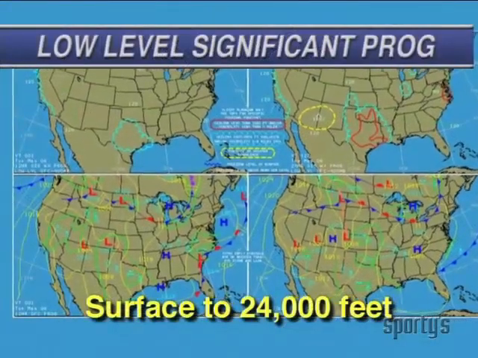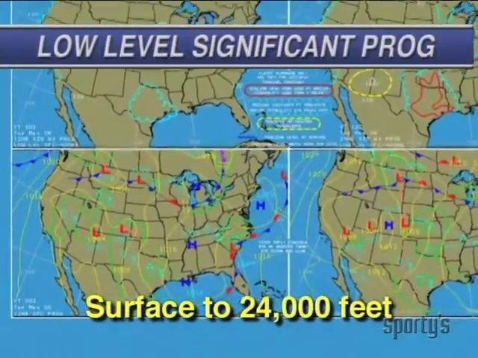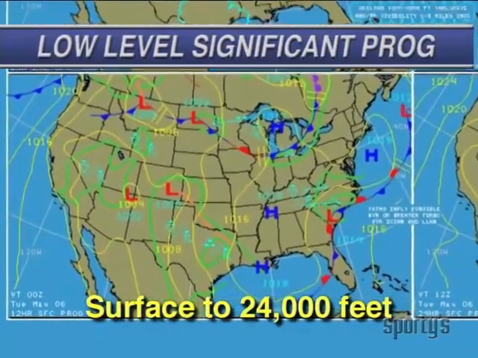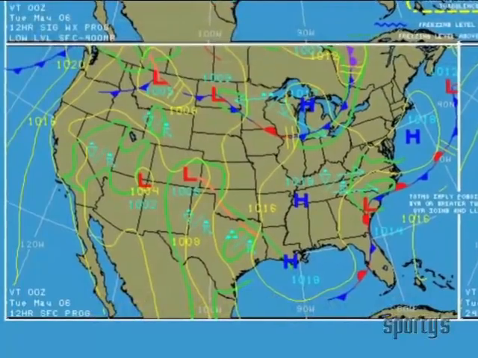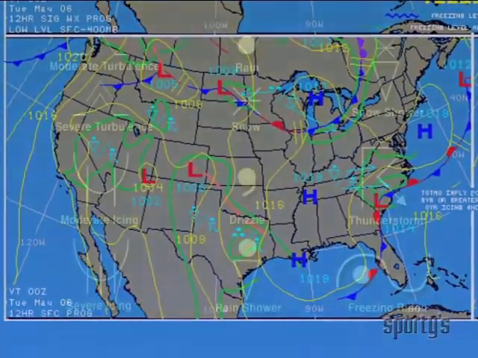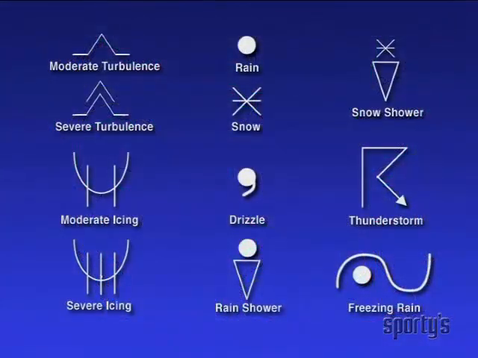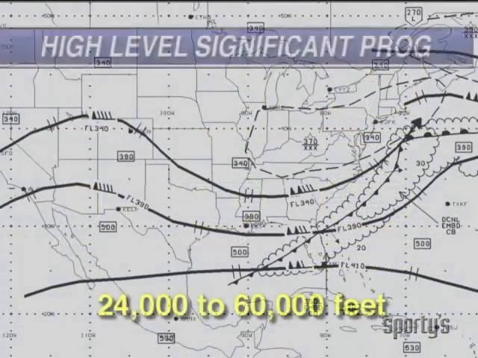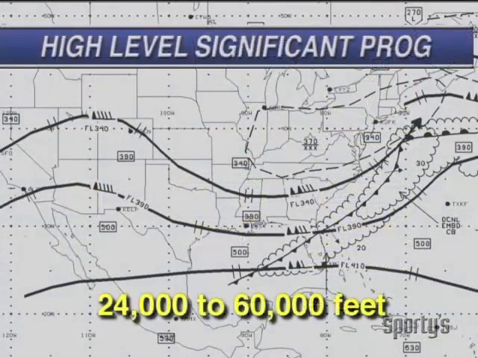Low-level significant weather prog charts deal with forecast weather from the surface to 24,000 feet. They predict the positions and characteristics of fronts, pressure systems, and precipitation using these standard weather symbols. The symbols are graphically suggestive. For example, the hurricane symbol is a solid circle with 2 swirling lines. The high-level significant weather prog charts forecast weather between 24,000 feet and 60,000 feet.